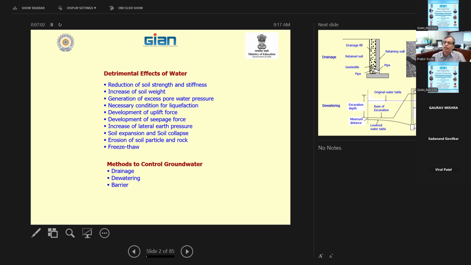So for any infrastructure, anything is the pore pressure, again, you have to go to the soil mechanics, that the pore pressure increase means the effective stress decrease, and then it's not good. Necessary conditions for liquefaction, development of uplift process, sometimes the water will give you uplift pressure, that is not good. Increase of lateral earth pressure. So again, that's why, for back lateral earth pressure design, we use granular type of soil, all the water drained out quickly. If the water is there, the water will give you additional load.